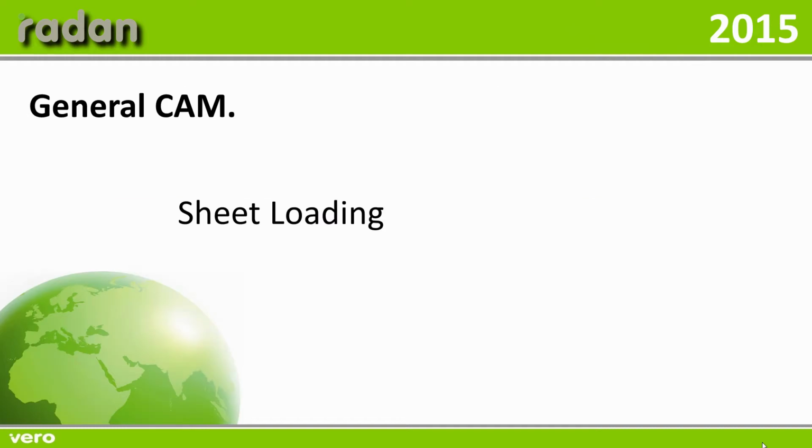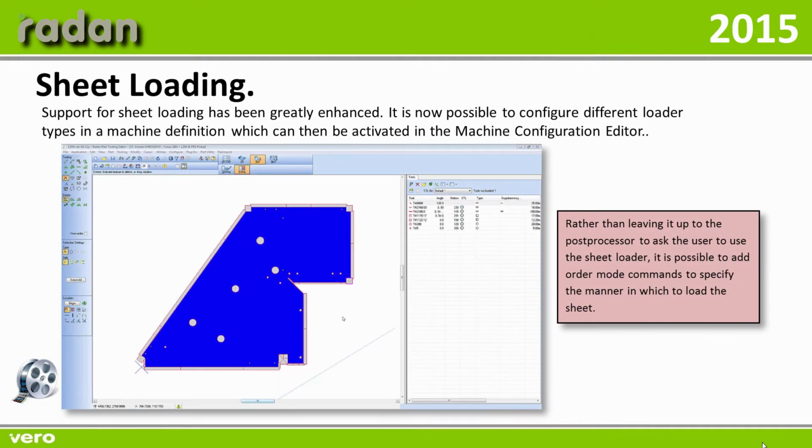Sheet loading. Support for sheet loading has been greatly enhanced. It is now possible to configure different loader types in a machine definition, which can then be activated in the machine configuration editor. Rather than leaving it up to the post-processor to ask the user to use a sheet loader, it is possible to add order mode commands to specify the manner in which to load the sheet.